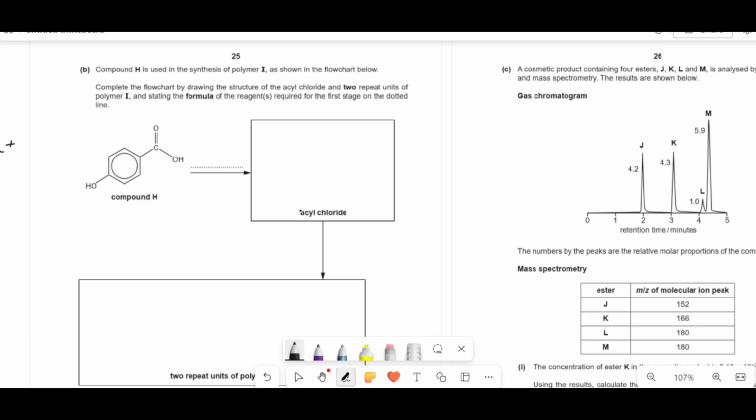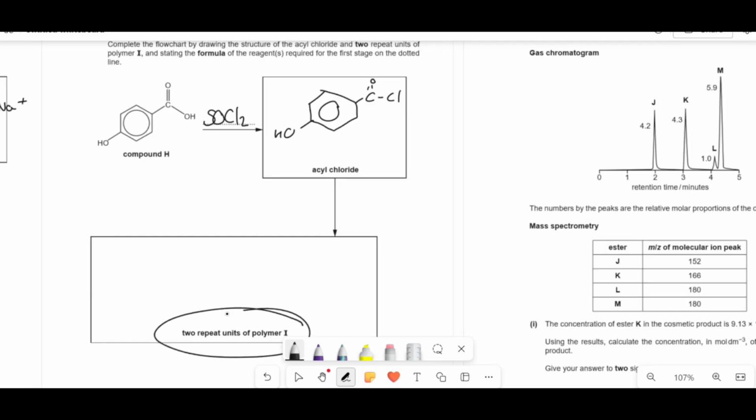Now when you're making an acyl chloride, it's a carboxylic acid derivative, which means it's going to be the carboxylic acid bit that's going to change, right? Now an acyl chloride is C double bond O with a Cl. The only thing that's going to do this reaction is SOCl2. So what you end up with is the same thing here, but now you have a C double bond O Cl like that. Work with what the question's saying, right?